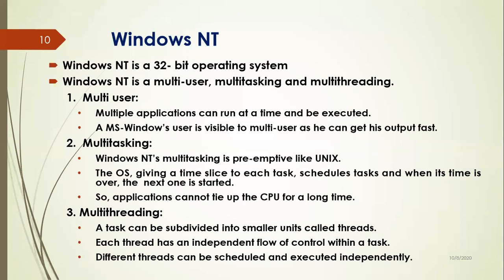Next operating system is Windows NT. Windows NT is a 32-bit operating system. Now, what do you mean by 32-bit operating system? We always use this word: the operating system is 32-bit, the operating system is 64-bit. What do you mean by that?